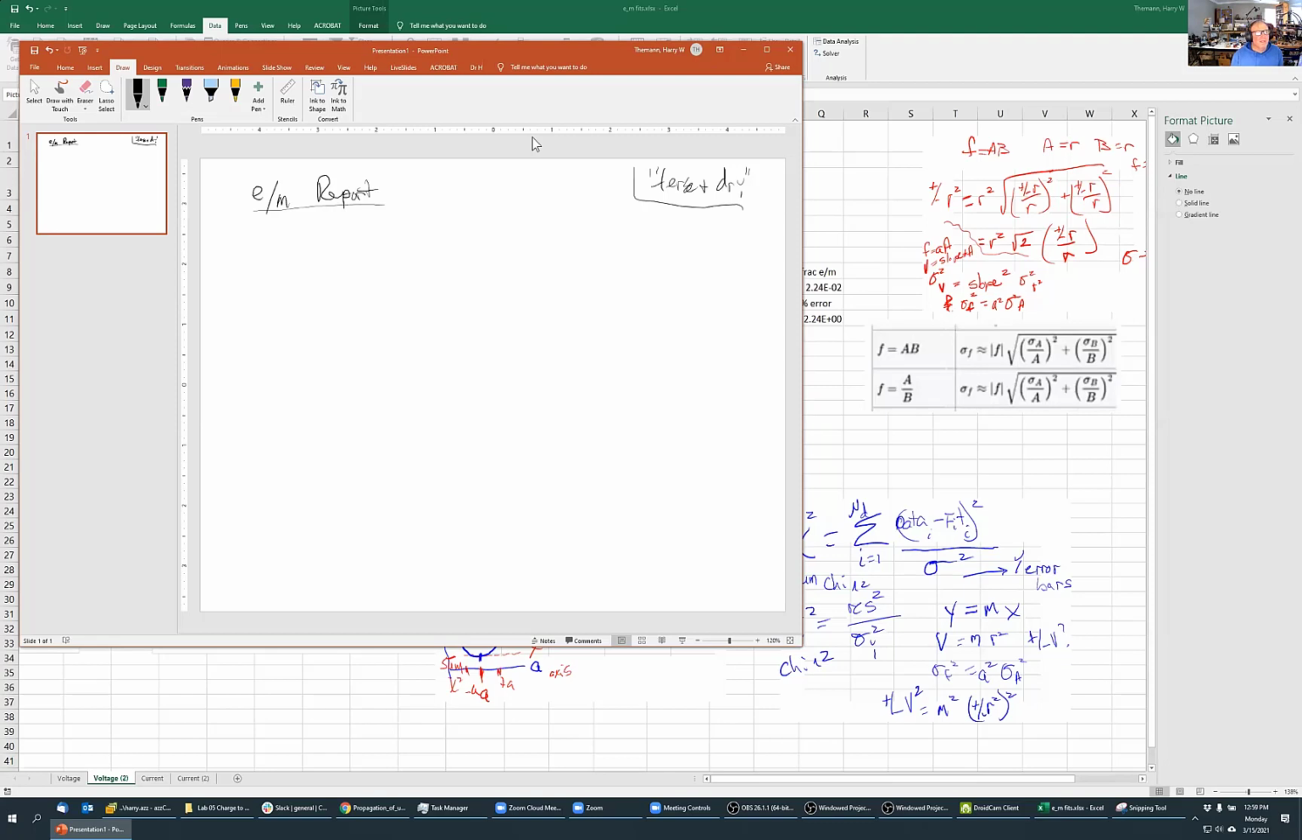So this is sort of like a measurement. A title could be a measurement of E over M of an electron, of electrons, say. And so you say we report the results of a measurement we made, duplicating the famous J.J. Thomson.